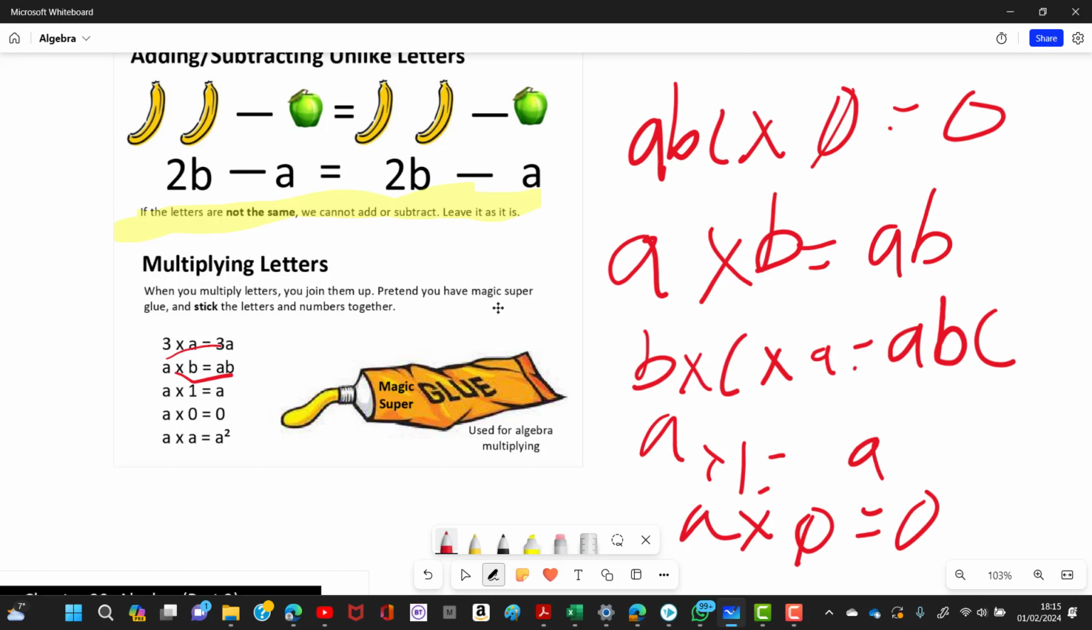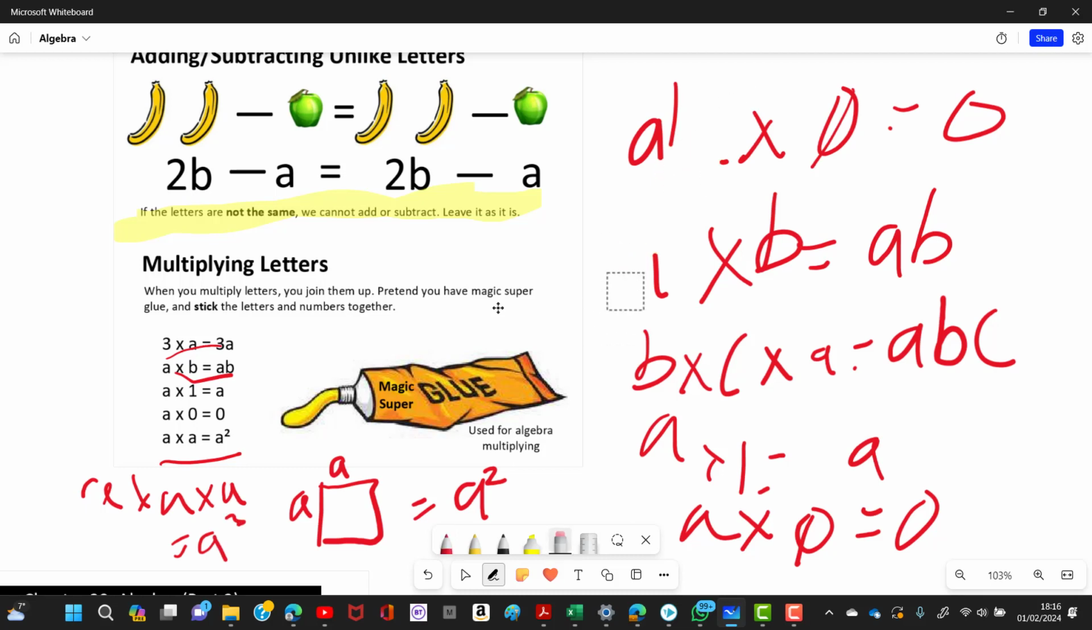And this one here, A times A is A squared. If you imagine area, A times A becomes a square. It looks like a square, so it's A squared. Remember, if you do length times width, A squared. So A times A is A squared. A times A times A is A cubed.